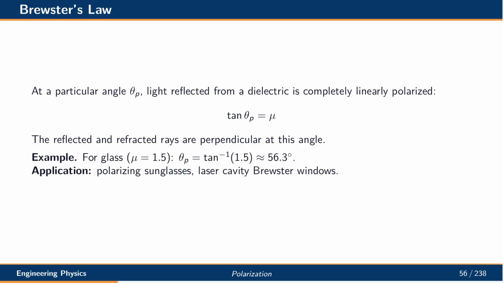Brewster's law states that at a specific angle of incidence, light reflected from a dielectric surface is completely linearly polarized. At this Brewster angle, the tangent of the angle equals the refractive index of the medium. Also, the reflected and refracted rays are perpendicular to each other. For ordinary glass with refractive index 1.5, the Brewster angle is about 56 degrees. This principle is used in polarizing sunglasses and in Brewster windows.